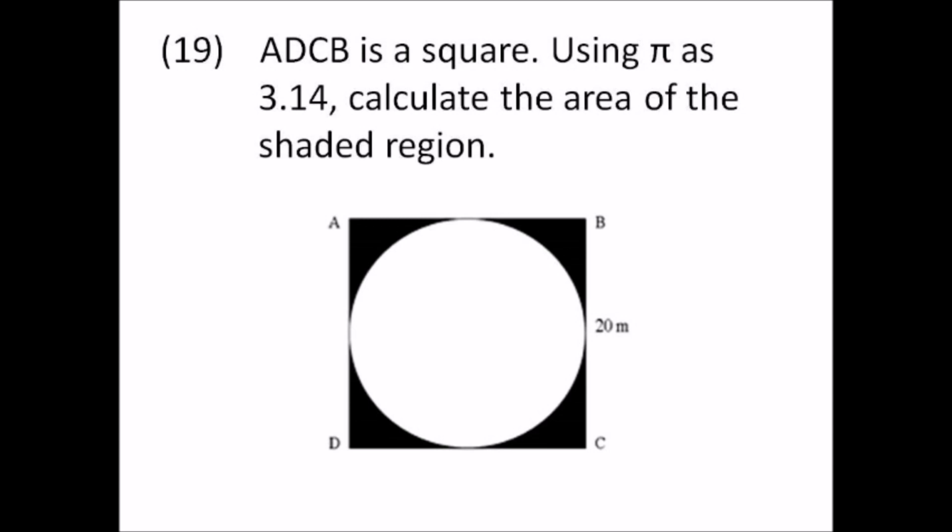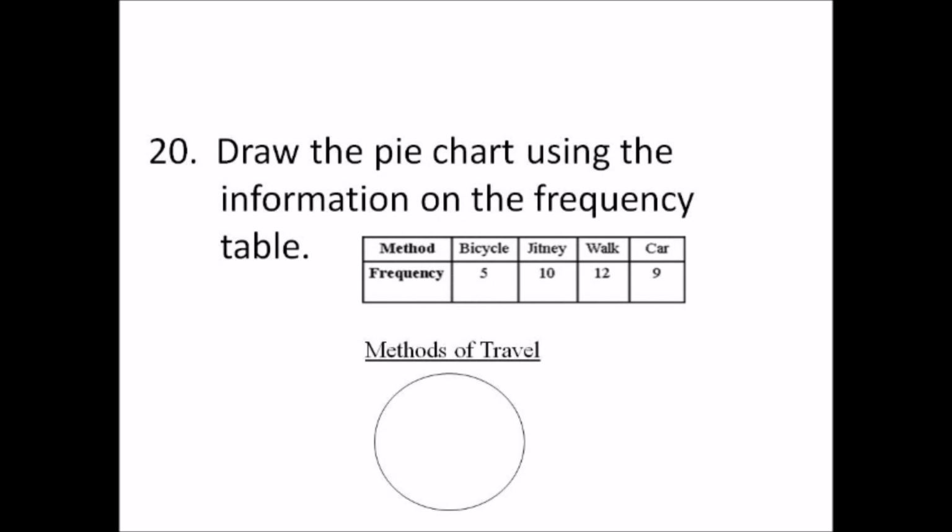And finally, number 20. Draw the pie chart using the information on the frequency table, and it shows methods of transportation: bicycle, jitney, walk, car. Frequency numbers 5, 10, 12, 19. You must turn those frequency numbers into number of degrees. So you should be able to do that. Turn them into degrees, and then use your protractor. You know what that is. Get your protractor, and in the circle, draw the sectors in for bicycle, jitney, walk, and car, and label them. And that's how you do it. Remember, a circle has 360 degrees.